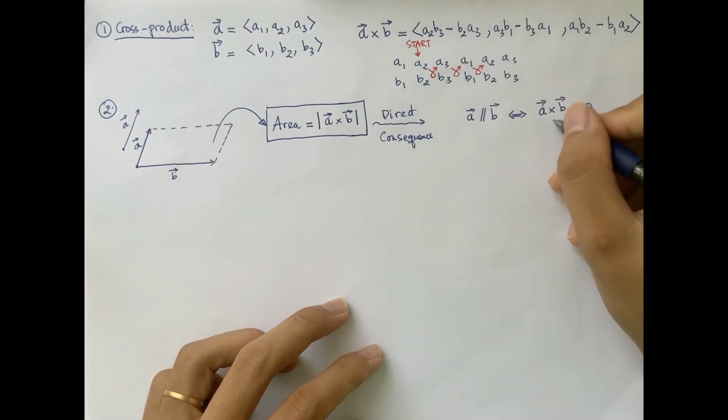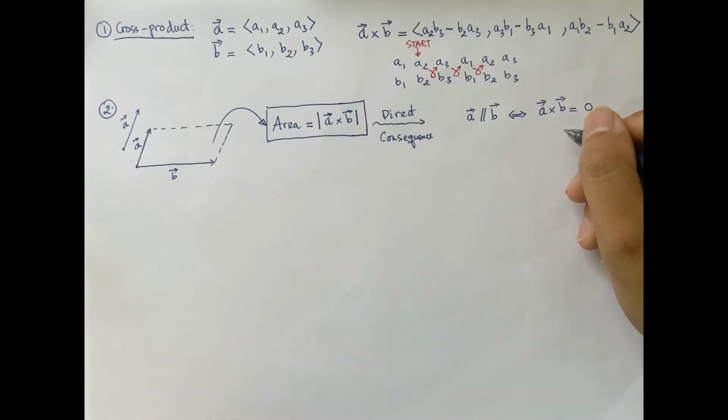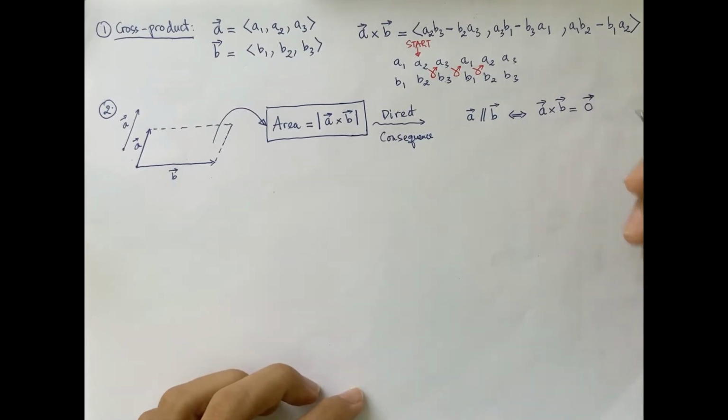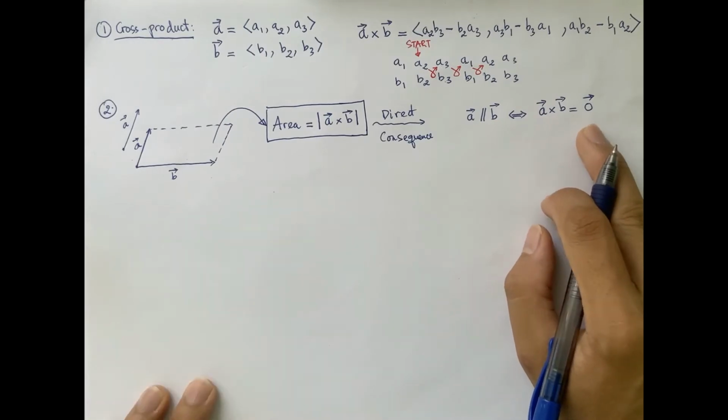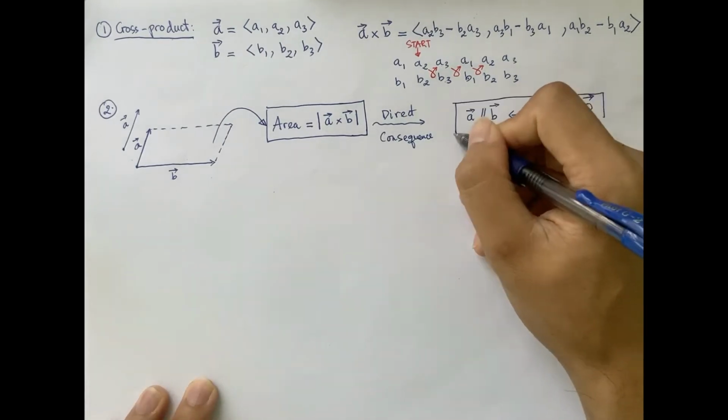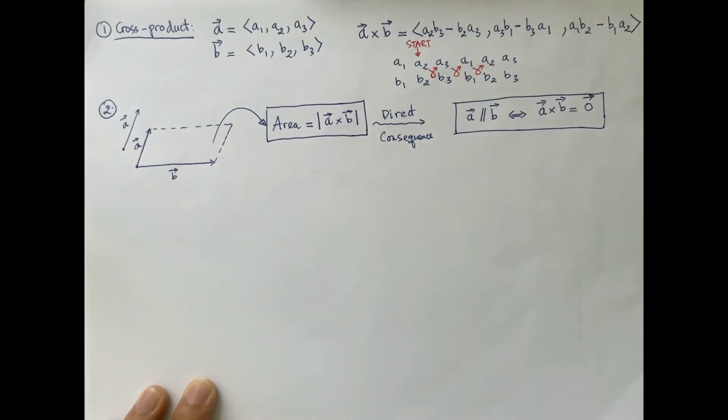Because the cross product is a vector, to make a difference between the vector 0 and the number 0, I'm going to write this. So when you take the cross product of two vectors A and B, you should have triple zeros in here. So this is a way to test if two vectors are parallel to each other or not.